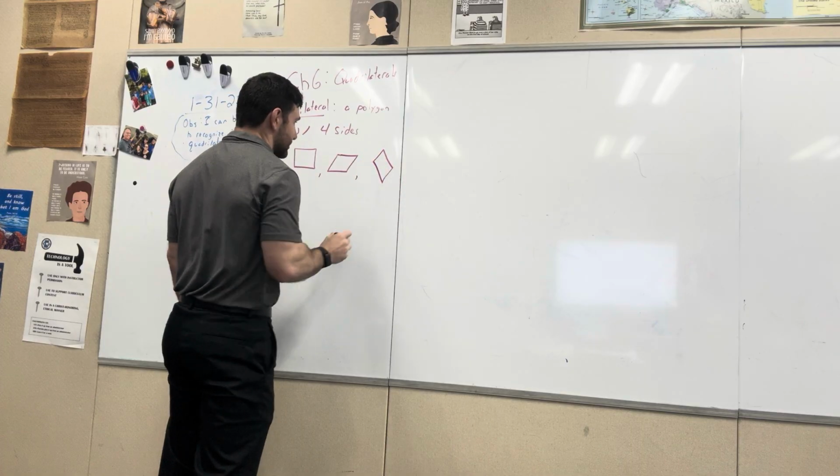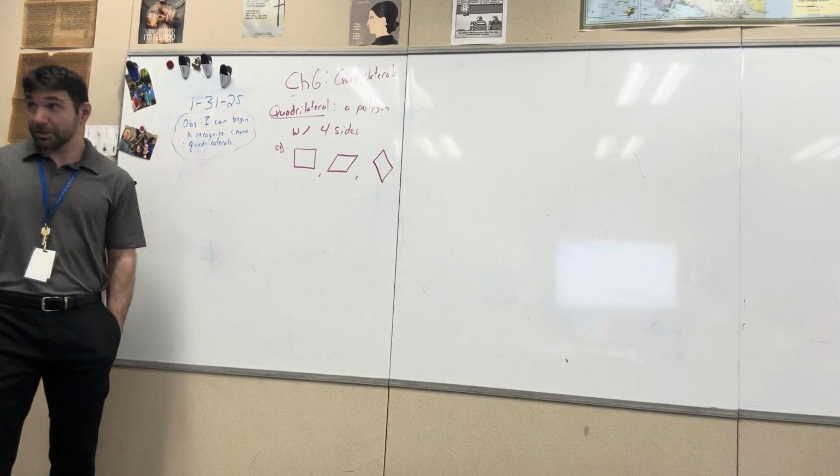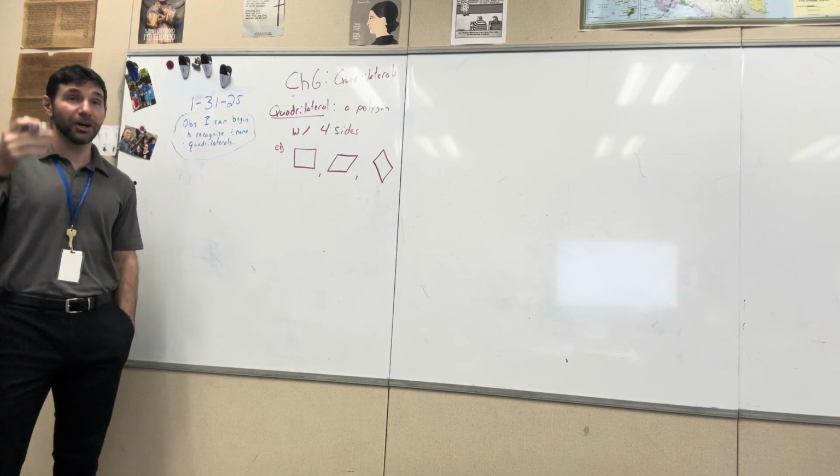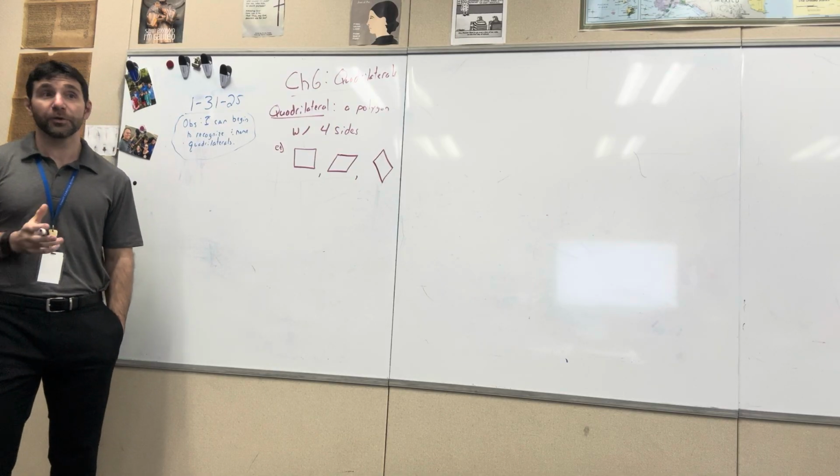I want to know if he proved it. Okay. It's a diamond. Oh yeah, it looks like a diamond. Cool. It's a quadrilateral. They all have 4 sides. Even though they all look different, they all have 4 sides, therefore they are quadrilaterals.